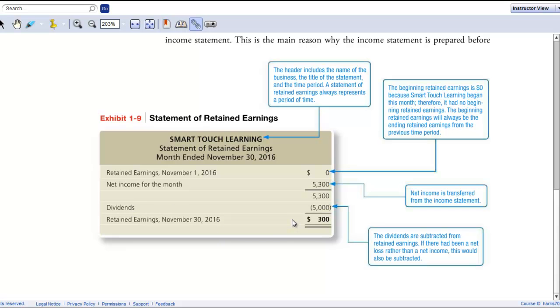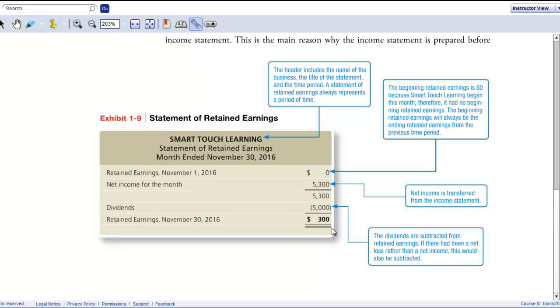The ending retained earnings from one period is going to become the beginning retained earnings for the next period. So for example, this is for the month ended November 30th. If we were to do a statement of retained earnings for the following month, the month ended December 31st, we would start out with $300 up top instead of 0. So don't think that a statement of retained earnings always starts out with 0, because that's incorrect. It starts out with whatever the beginning balance is. We add net income and we subtract out dividends.